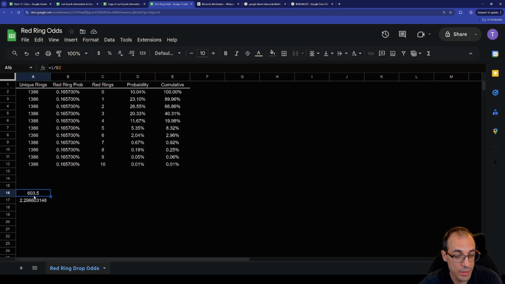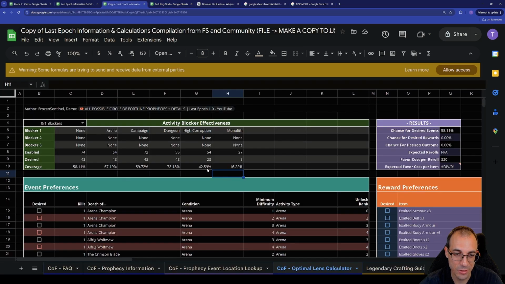And as a bonus, let's calculate the expected favor per red ring. We already know how many unique rings we need in order to get a red ring, as an expected value. So all we need is to calculate how much favor we need to spend for every single unique ring. And the best way to figure that out is by using Frozen Stables.